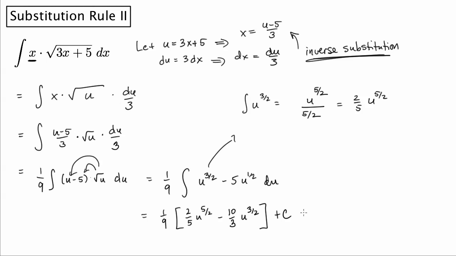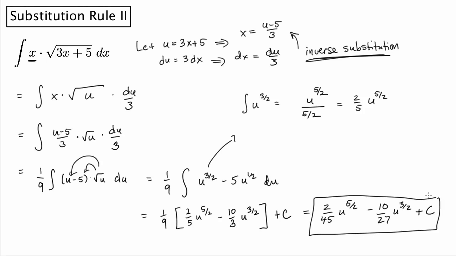Now it's probably best to give a final answer where I've distributed the 1/9 back in, so if I quickly do that operation, I'll get 2/45 u to the 5 halves minus, 1/9 times 10/3 is going to give 10/27 u to the 3 halves, plus a constant. So there's a good final answer for this problem.